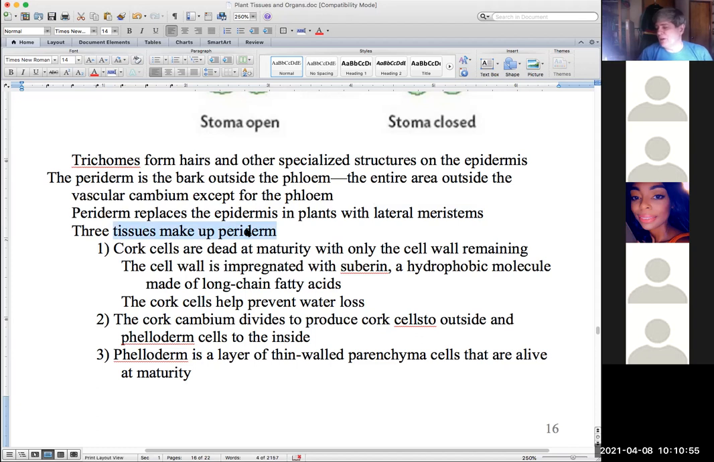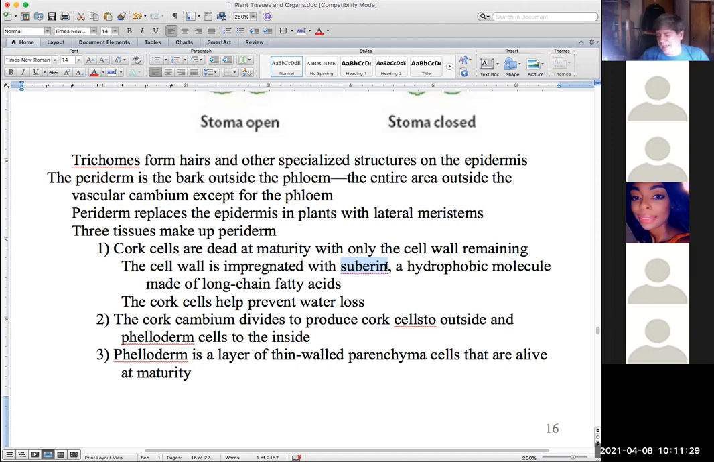These 3 types of cells, this is why this is a complex tissue, why it's not a simple tissue. Because simple tissues, if we're looking at a clump of parenchyma tissue, it's all parenchyma. But here we've got 3 different types of cells. We've got cork cells, and cork cells are dead when they're mature. Now the cell wall has a lot of something called suberin in it. And suberin is hydrophobic. It's made up of long chain fatty acids.